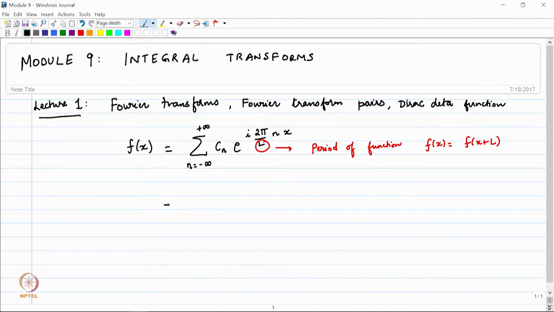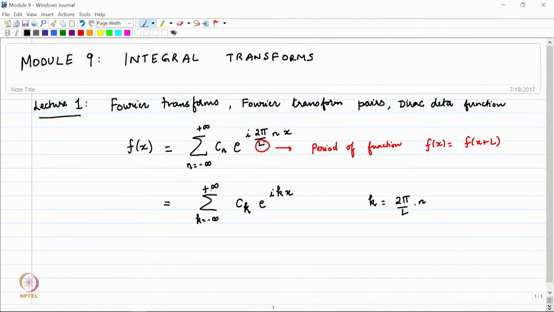Now, let me write this in a slightly different way. I will write this as a sum over, and I will call this factor 2 pi n by L as k, and instead of C n I will use C k, e to the i k x, where k is equal to 2 pi by L into n. As n goes from minus infinity to plus infinity, k will also go from minus infinity to plus infinity.